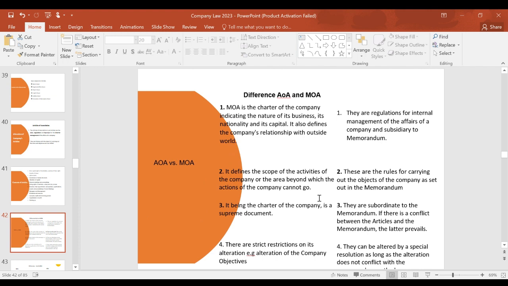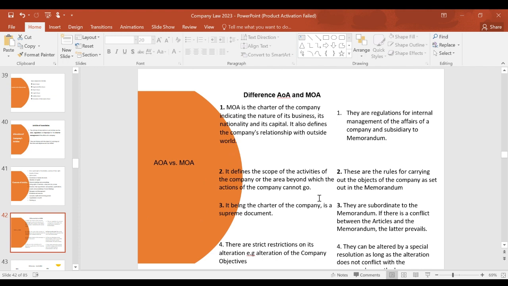Another element that may be worth distinguishing between the Memorandum of Association and the Articles of Association is that the Memorandum of Association defines the scope of the activities that the company will be engaging in, while on the other side, the Articles of Association looks at how the rules within the company will be followed, making sure that they fulfill the objectives of the Memorandum of Association.